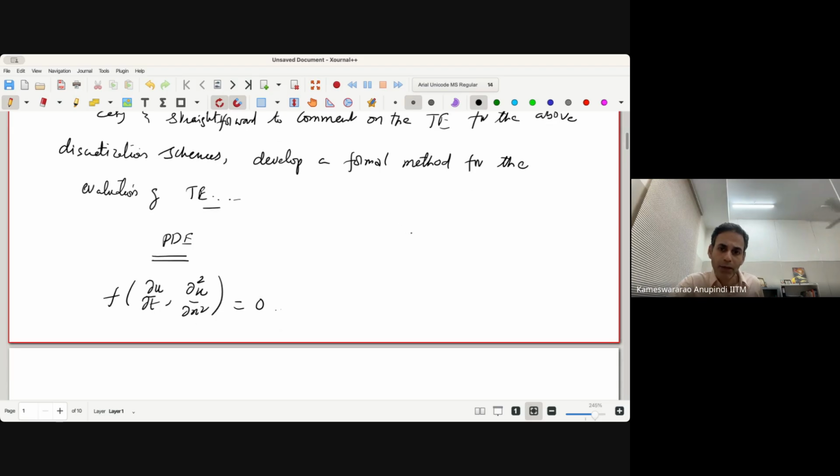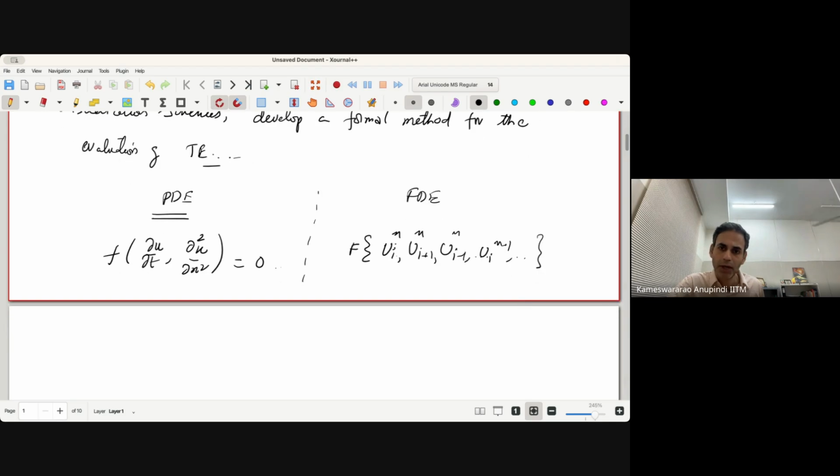Okay, and similarly, we have the finite difference equation, which is essentially some function F that involves u at i, u at i plus 1, u at i minus 1, and so on. Essentially, this involves values of u_i at n plus 1, and so on. That means we have a finite difference equation equal to 0. In fact, we have N such equations, which together form the set of linear algebraic equations. So that is the finite difference equation. This is the partial differential equation.